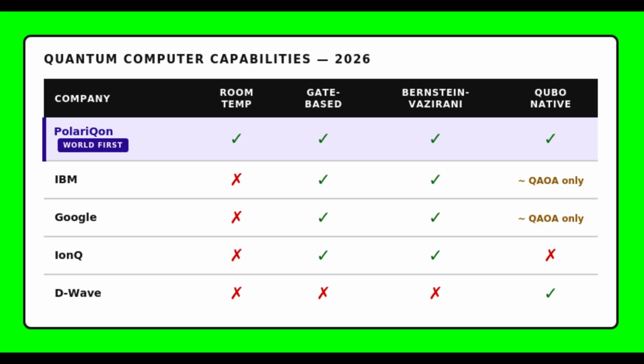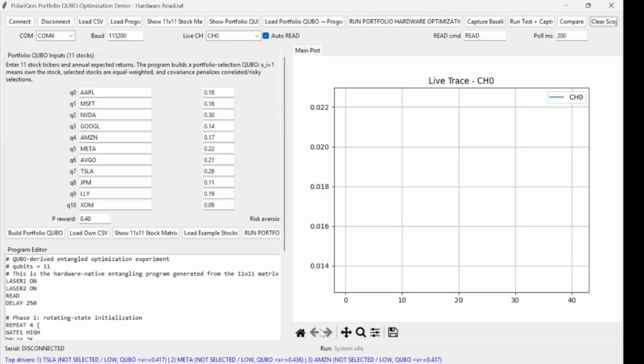This is a comparison of PolariQon's capabilities with IBM, Google, IonQ, and D-Wave based on publicly available data. PolariQon runs at room temperature, is gate-based, runs BV Bernstein-Vazirani cores, and runs QUBO natively. If you look at IBM, Google, IonQ, and D-Wave, they all have limitations. PolariQon, on the other hand, has no limitation. So let's go to the demo.